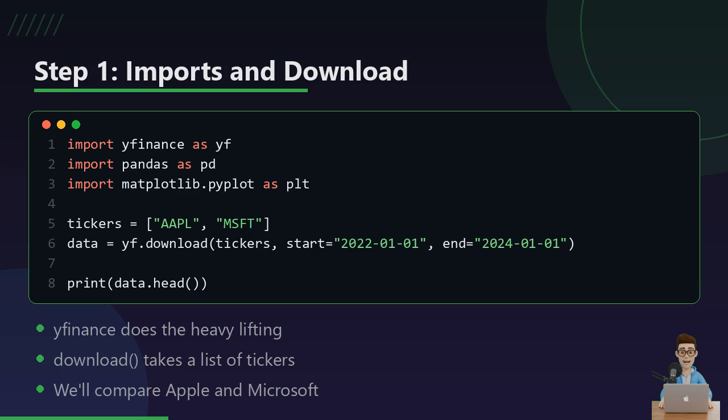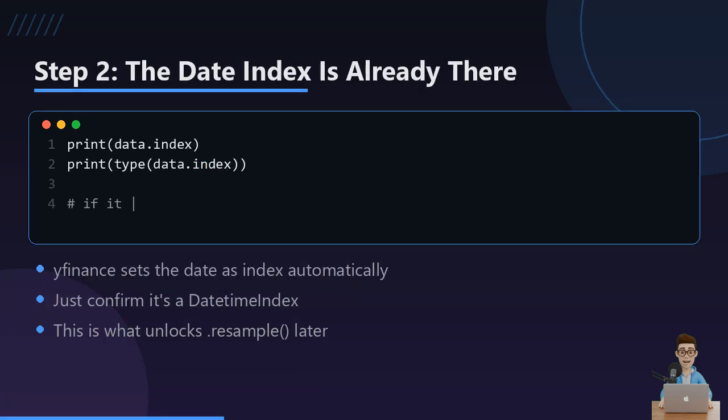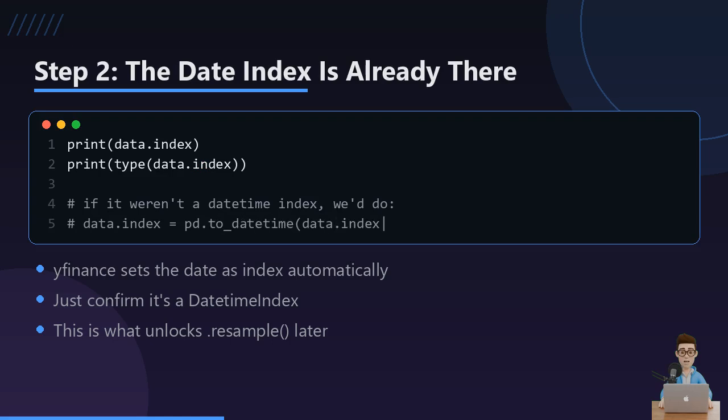date index for free. Think of the index like a book's page numbers instead of loose sticky notes. Once dates are the actual index, pandas can jump straight to any day instead of hunting row by row. That's what a datetime index gives us, and almost everything downstream. Resampling, rolling windows, slicing by date range depends on it being real dates, not just date-looking text. yfinance gives us that for free, but I'm showing the manual fix because you won't always be so lucky.